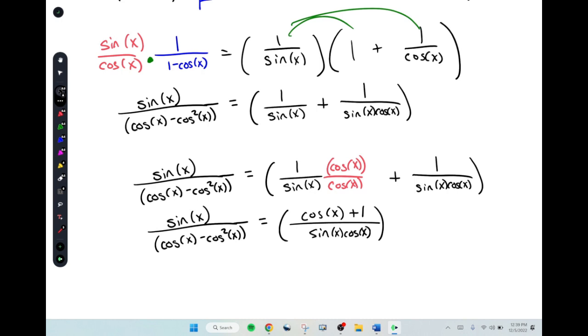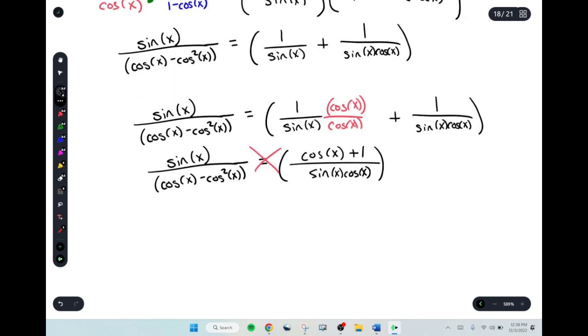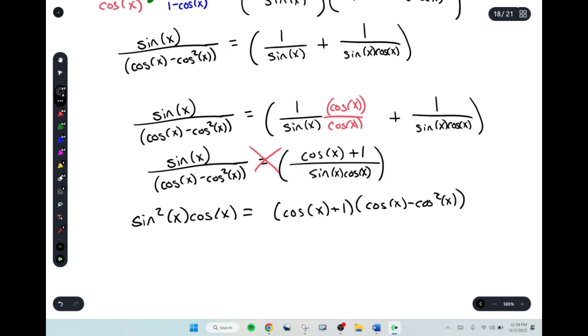You just cross multiply and get the heck out of here. That's what I want to do. Let's cross multiply. Get out of Dodge and be done. So if we cross multiply, we get sine squared of x cosine of x equals cosine of x plus 1 times cosine of x minus cosine squared of x. Oh, rats. We've got to do the FOIL.